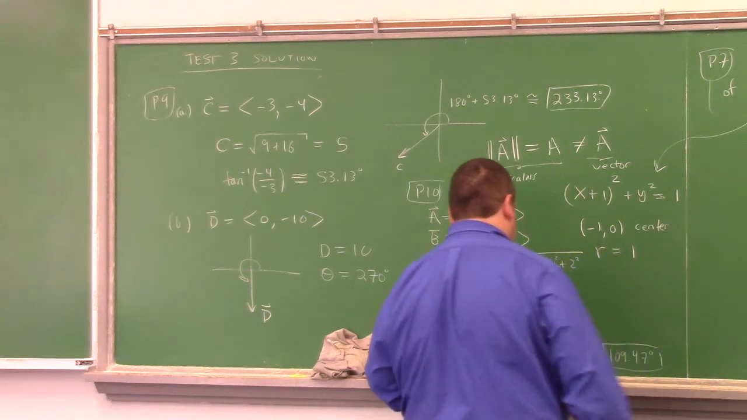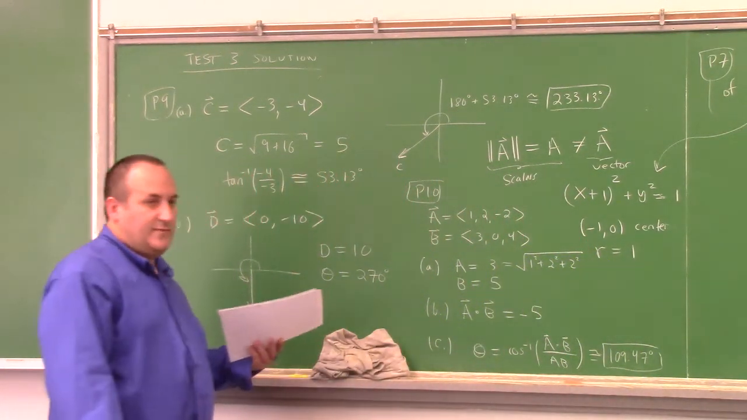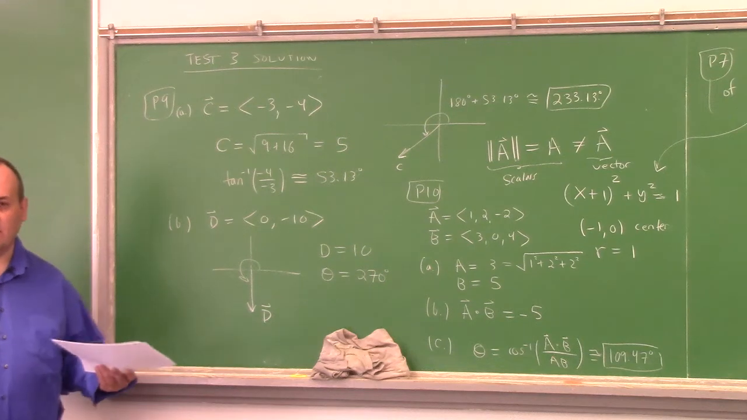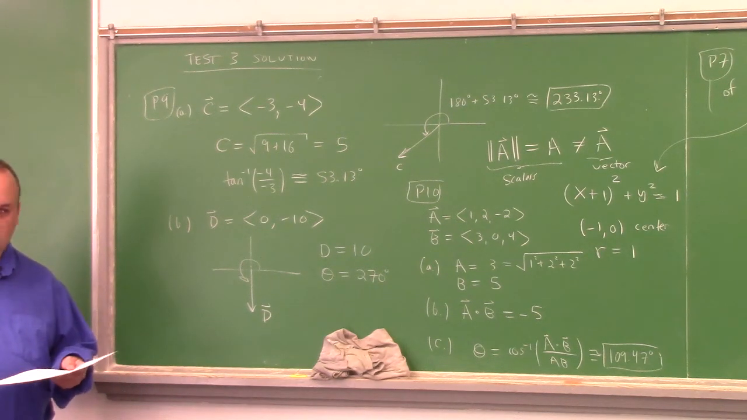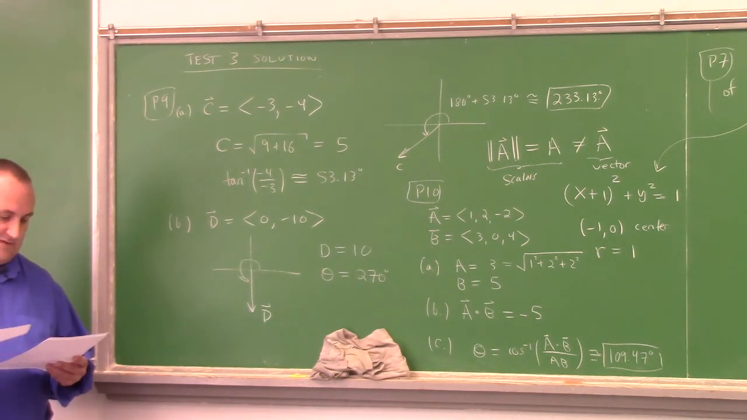And so are these vectors parallel? Are they perpendicular? Are they neither? Neither, right? It's not 90 degrees. It's not 0 degrees. So that's that.